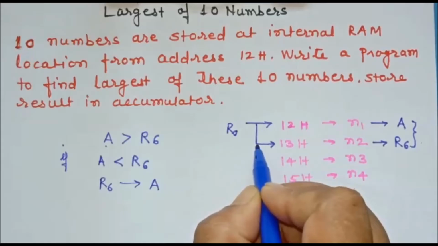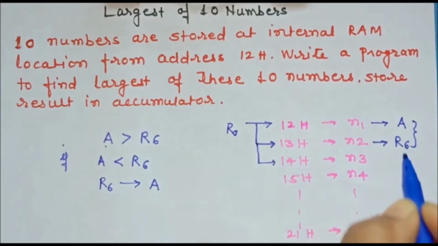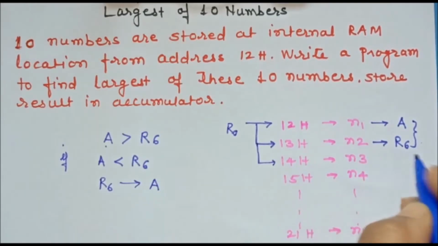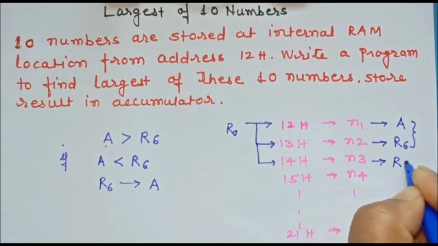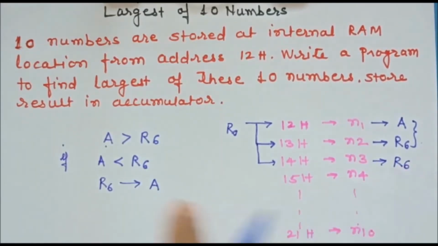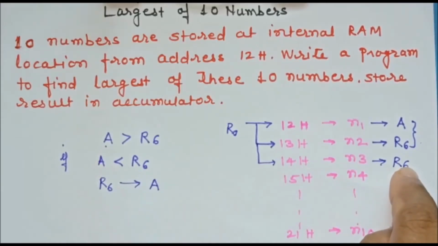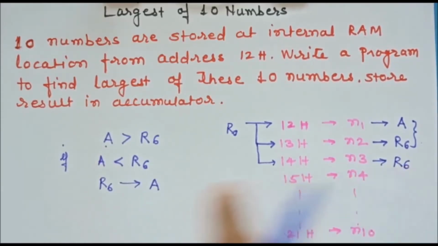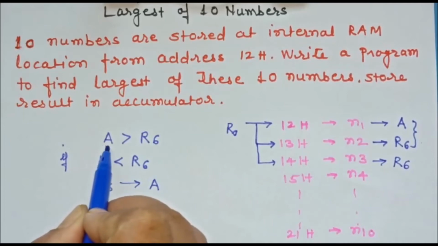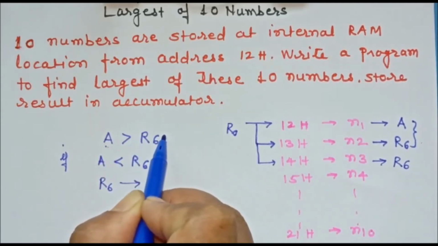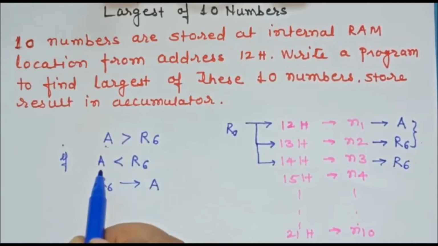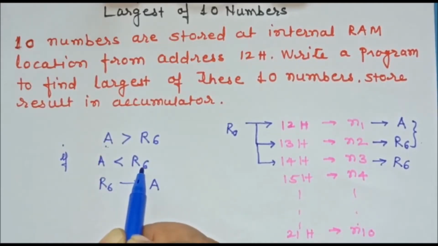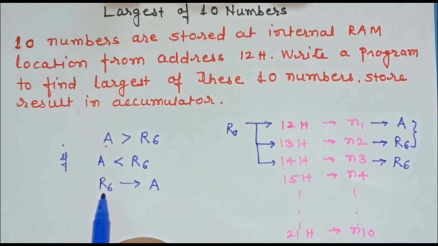After this, we'll increment R0 again. Now larger number is in accumulator, so next number again will move into register R6. Now again we'll compare contents of R6 and larger number which is stored in accumulator. If accumulator contents are greater than R6, we won't do anything. But if accumulator contents are less than R6, we have to move contents of R6 into accumulator so that the larger of these two numbers will be stored in accumulator.